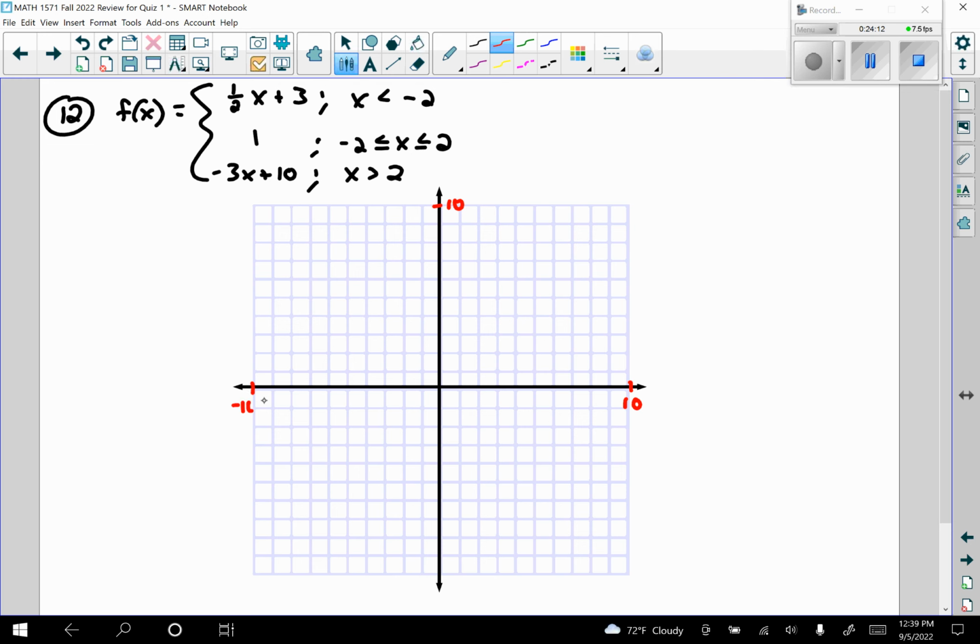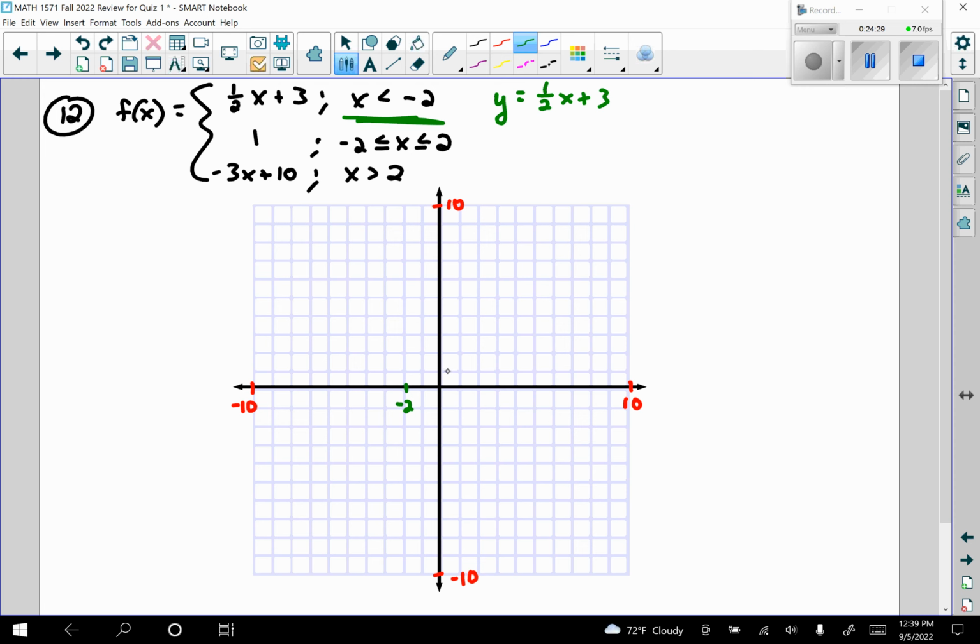We could separate them, but we have to know where we need to draw the graph, where it can show up and where it cannot show up. So the first one is really, we're looking at the graph of y equals 1/2 x plus 3, but it's only showing up for all values less than -2, which is right here.